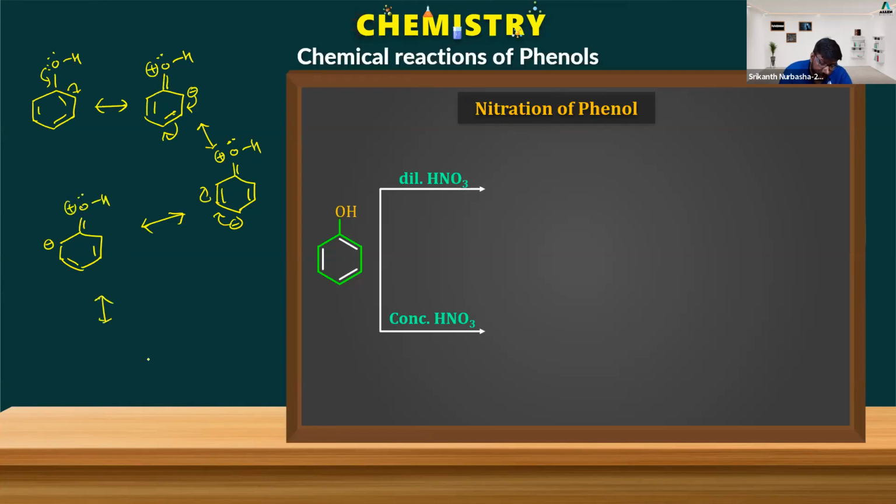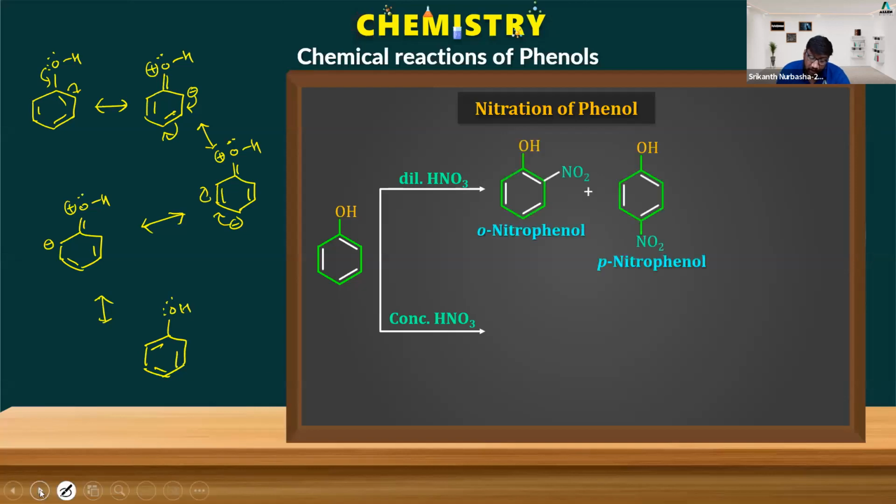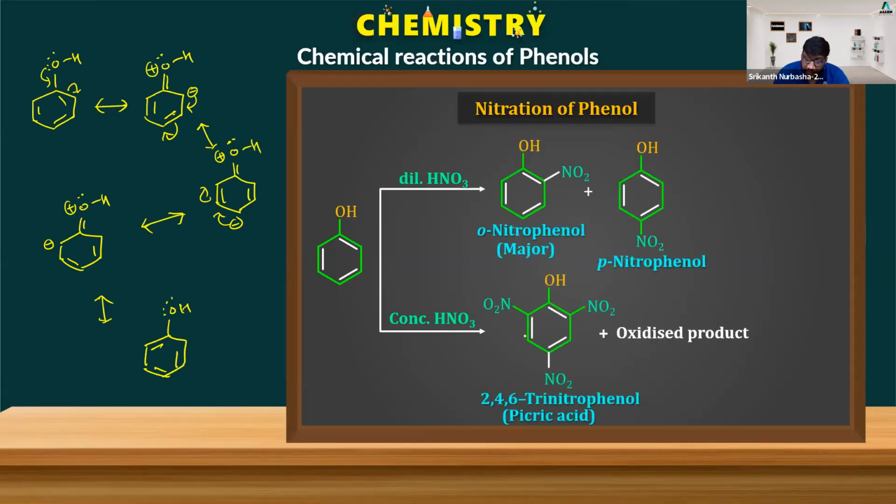Now if you have to do nitration of phenol, concentrated HNO3 will generate the electrophile greatly, so there is more electrophile concentration. All the 3 positions, that is both the ortho and the para, are going to be substituted by the electrophile. So you get NO2 placed at 2 ortho and 1 para, that is 2,4,6-trinitrophenol or picric acid, obtained along with some oxidized products, that is quinones.